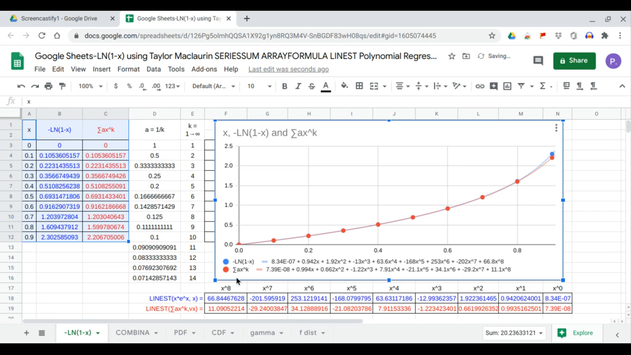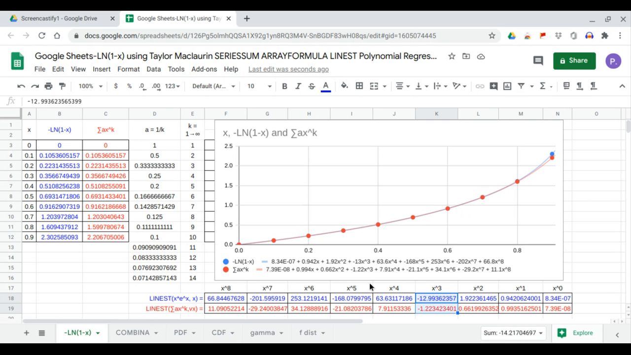Here we have the trendline equation, the coefficient of x to the 0, 8.34 times 10 to the minus 7, 7.39 times 10 to the minus 8. They're about the same. They're all 0. And the coefficient of x1, x is 0.942, 0.994. Coefficient of x squared is 1.92 and 0.662.